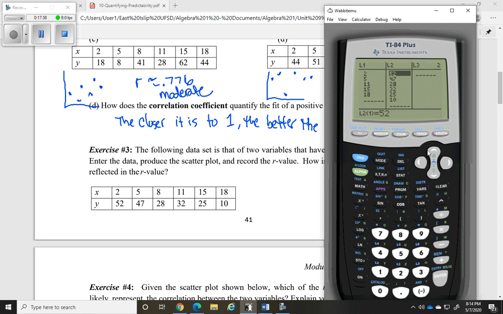Sometimes this happens. When I look at my L1, there's less pieces of data than in my L2. So somehow I missed something. 2, 5, I'm missing my 8. In my L1, I made a mistake. So I have 2, 5, 8, 11, 15, and 18. So the number of pieces of data have to be the same in your L1 and L2. I was getting an error message because I was actually missing a number.